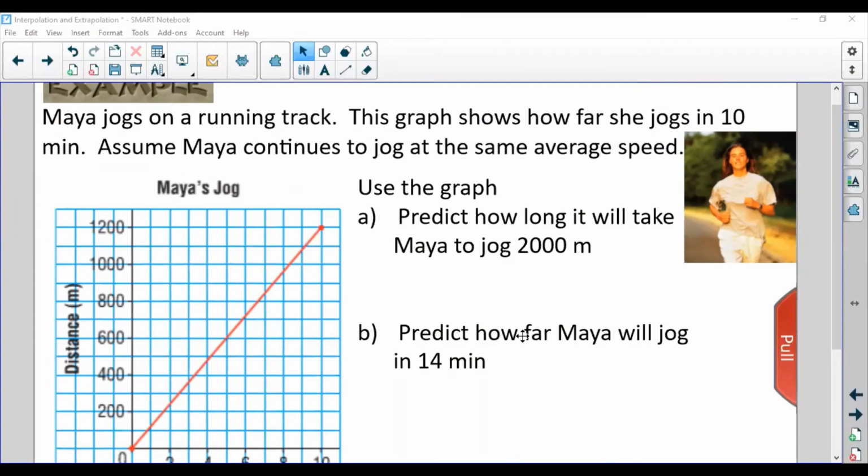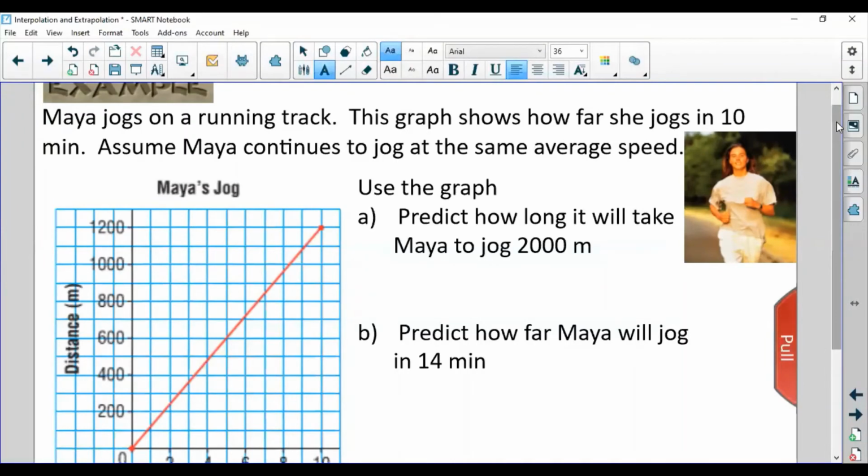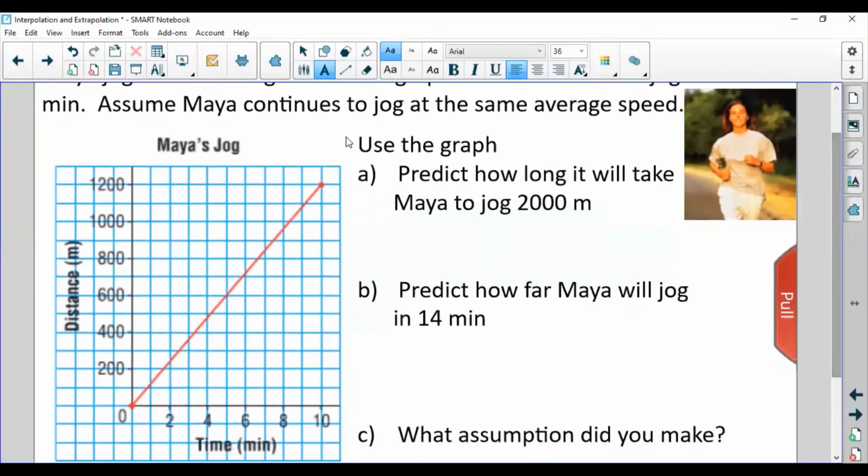Maya jogs on a running track. This graph shows how far she jogs in 10 minutes. Assume Maya continues to jog at the same average speed. Use a graph. Predict how long it will take for Maya to jog 2000 meters. My graph ends at 1200 meters.